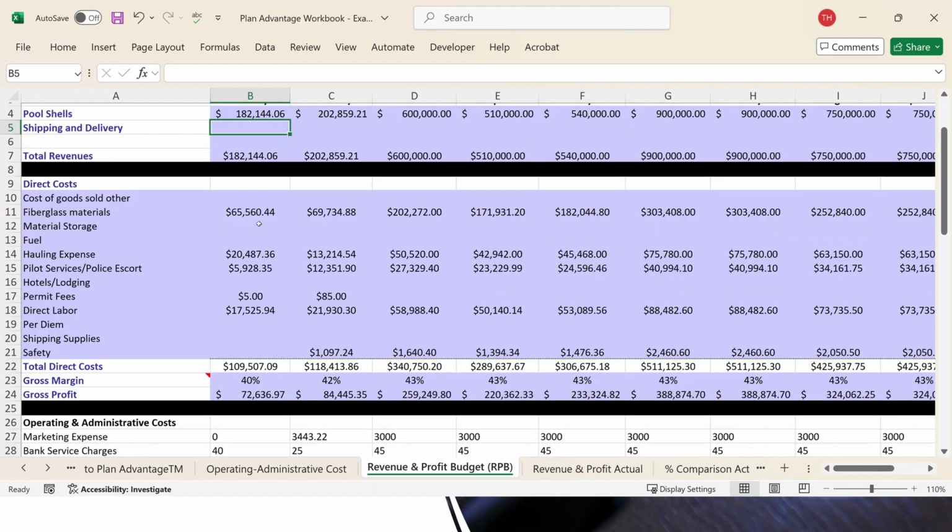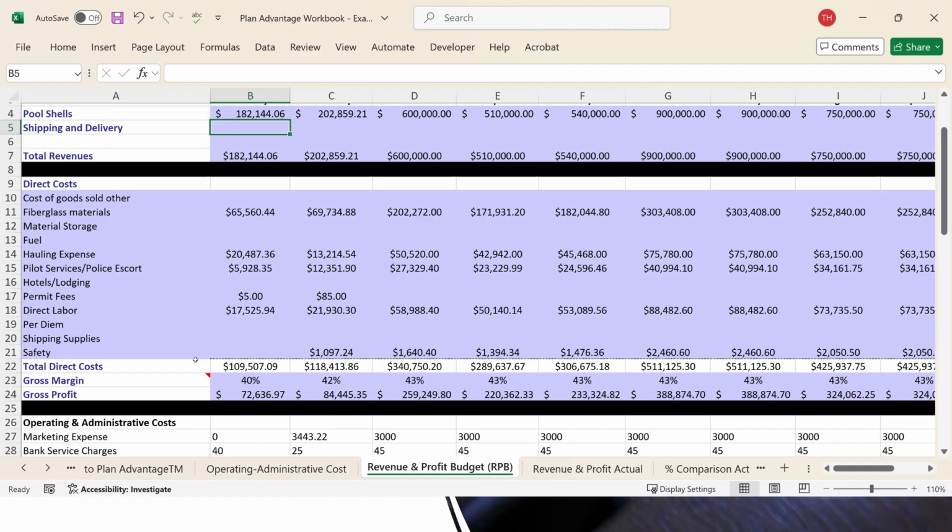Then we get to the next section. If you remember from the last example, direct costs or cost of goods sold. Everything that goes into making and installing the pool is down here, right? From the fiberglass materials to make the pool, which seems to be the largest expense. Those pools are big, so the hauling expense is relatively big. Maybe they need a police escort because they're pretty wide and they go through traffic. And then the direct labor to get that unloaded either via a crane and then put into the ground. So again, a lot of direct costs here.